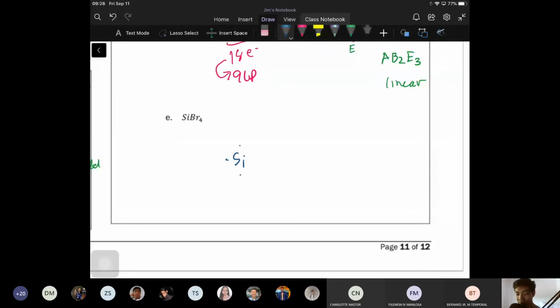So since it is in group 4, so 4 dots. Sulat ko muna yung 4 na bromine. So 4 na dots for silicon because it is in the 4th group. Bromine will have 7 dots. Okay. Then what I will do is I will connect the single bonds. So I will connect them using single bonds. I will connect the single electrons with single bonds.